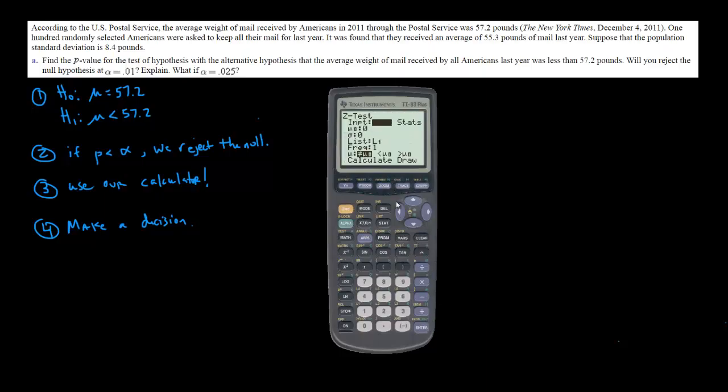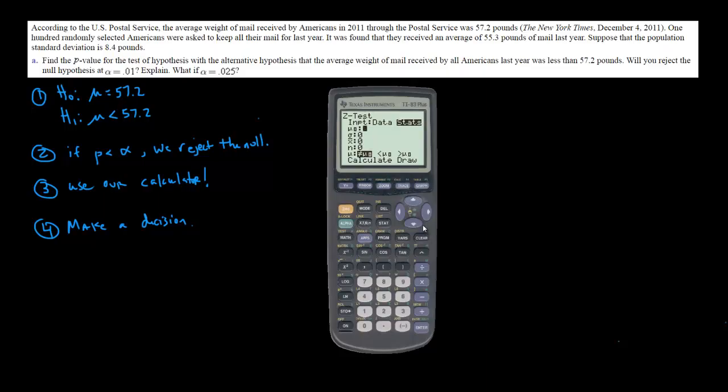Now there are different ways to do a z-test, but we don't want to use data. We don't have raw data here. We would use the data feature if we had raw data, but since we don't, we're going to use the stat feature. Let me scroll over, because we're going to enter the values of statistics that we have.